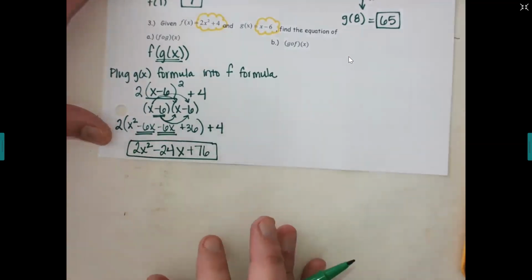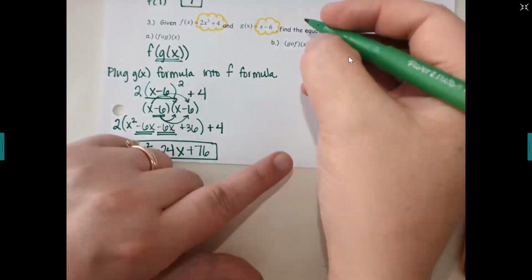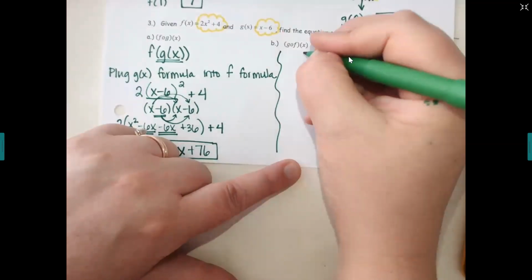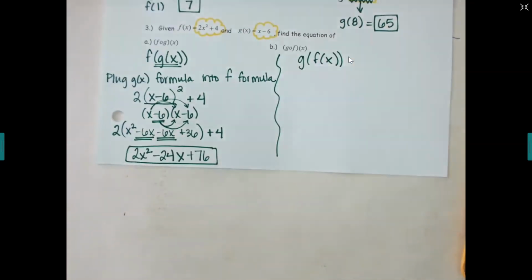Now let's go the other way. Okay, are we ready? Okay. So now it's G of F. So I'm just going to reverse the order. So instead of doing F parentheses G, now it's G parentheses F. And remember, here's what that means. I want to put my F formula into the middle of my G formula.